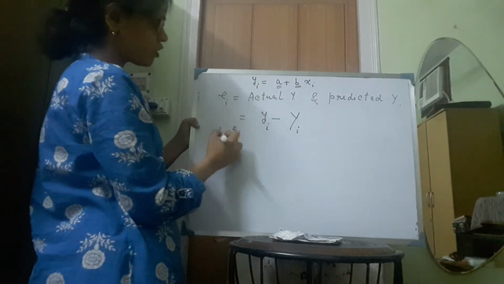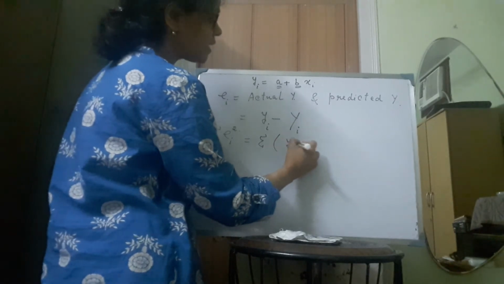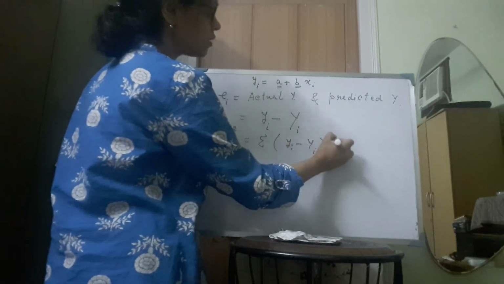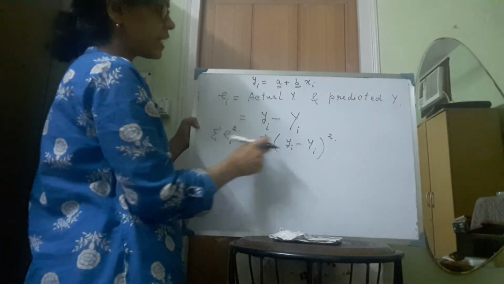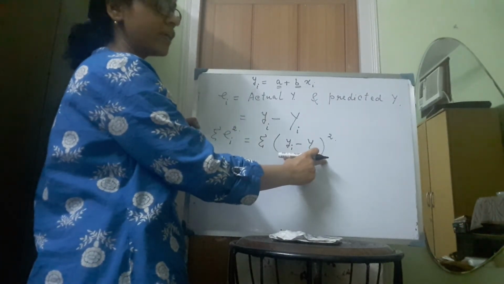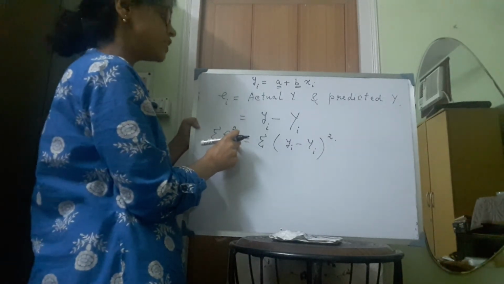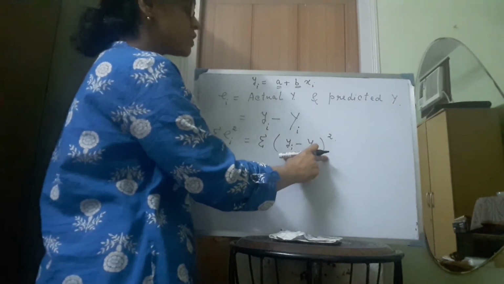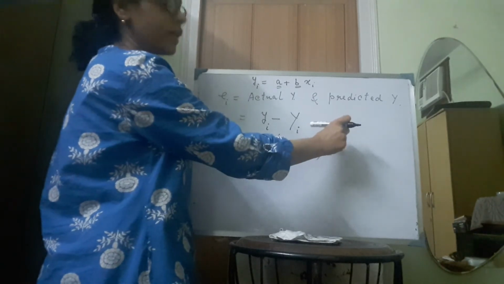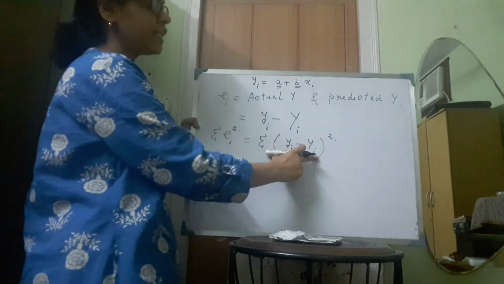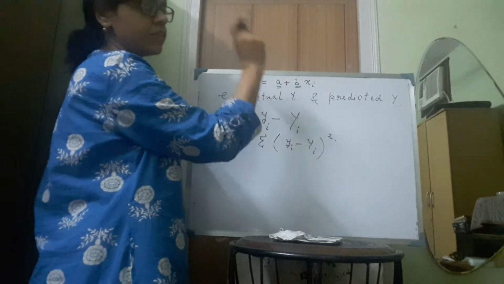So what is now the summation of ei square? Summation of ei square is equal to summation of small yi minus capital Yi whole square, because this is the actual value of y and this is the predicted value of y. Now ei is yi minus Yi, and we are taking ei square. We are not taking ei, but we are taking ei square. So ei square summation is equal to summation of small yi minus capital Yi whole square. Now we can minimize this error in order to predict the value of a and the value of b.